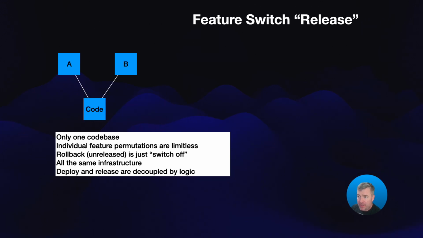We move on to the feature switch release model. That's what I talked about in the earlier video when trying to talk about the differences between deploying and releasing. In this model, typically you only have one code base or one code base per tier. One code base. In the code base, you have the ability to, at runtime, determine if a certain feature or subset of features should be on or off.